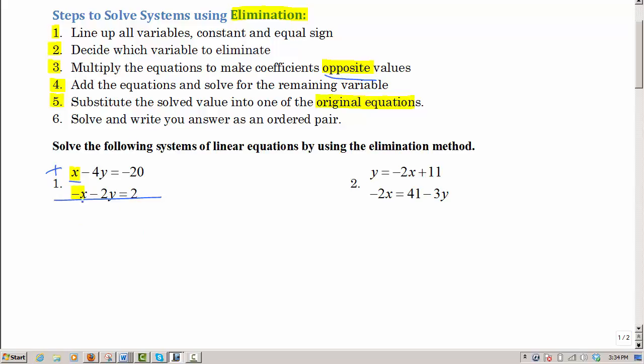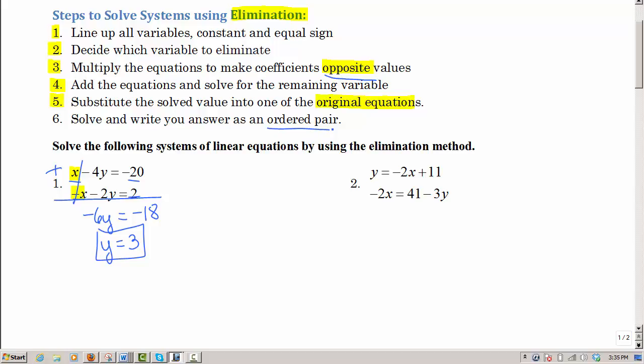So I'm just going to take these two equations and add them together, vertically. x minus x is 0. I've eliminated x. Negative 4y and negative 2y is negative 6y equals negative 20 plus 2, which is negative 18. Then divide by negative 6, and poof, we've got one variable already, y equals 3. Now remember, we have to have an ordered pair. We're solving for x and y. Where do these lines intersect?